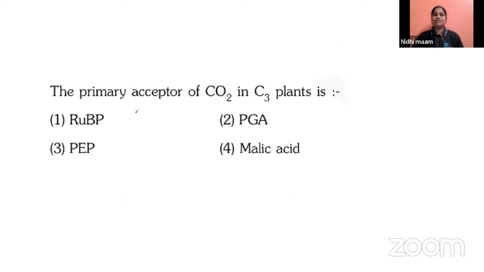Next question. The primary acceptor of carbon dioxide in C3 plants. In C3 plants, what is the primary acceptor of carbon dioxide first? RuBP, PGA, PEP, malic acid. Yes, tell me. Oh, just a minute. Okay, Anuradha answered it.